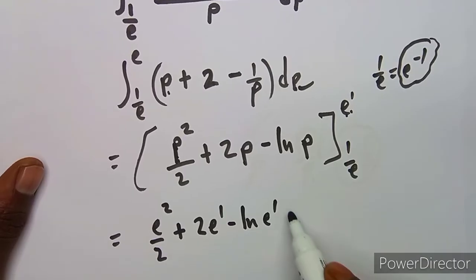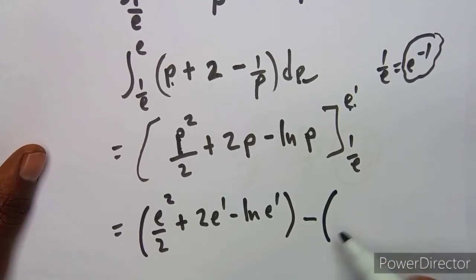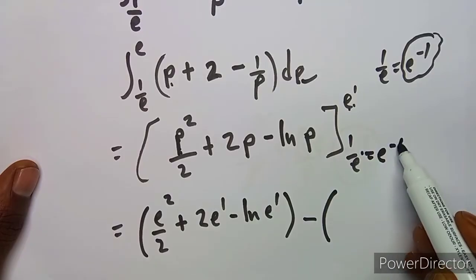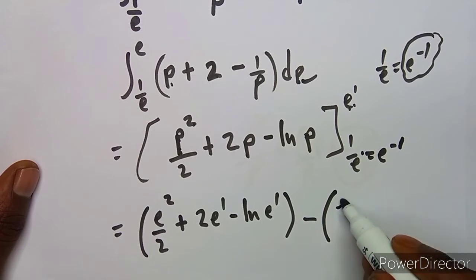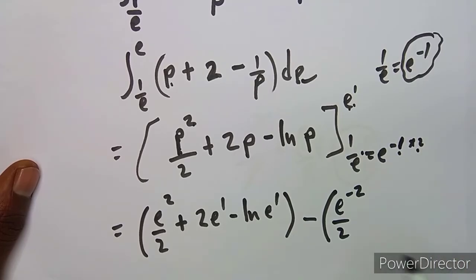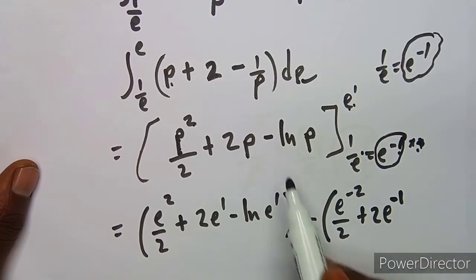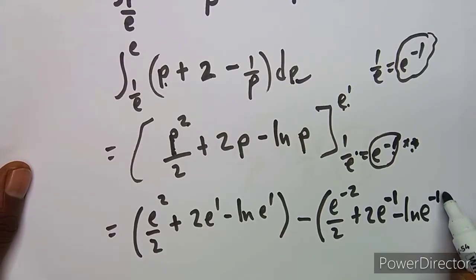But we know that ln e is 1, guys, so you can just leave it like that, minus, we now substitute in place of p with this one, which we said is the same as e to the exponent of -1. So it will be -1, but there's an exponent of 2, so it's going to be to the exponent of -2. Remember, you multiply exponent and exponent. Plus 2 e to the exponent of -1. In place of p, we put e to the exponent of -1. All right, minus ln of e to the exponent of -1, like this.